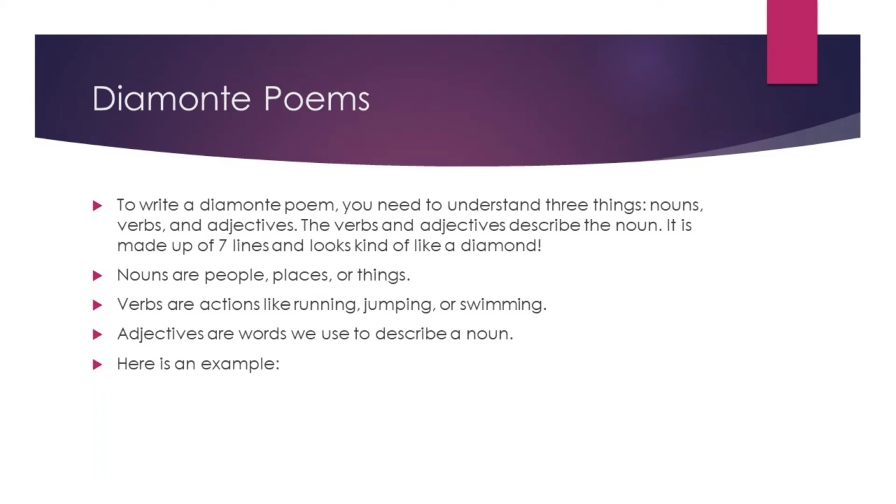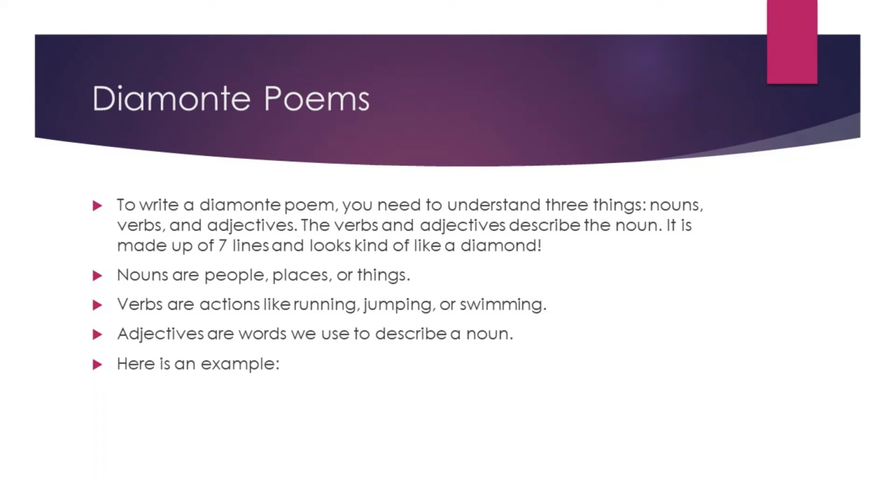The next type of poem we're going to talk about is a Diamonte poem. To write a Diamonte poem, you need to understand 3 things. First, you need to understand nouns, then you need to understand verbs, and then you need to understand adjectives. The verbs and the adjectives describe the noun, and it is made up of 7 lines, and it also kind of looks like a diamond, which I think is really cool.